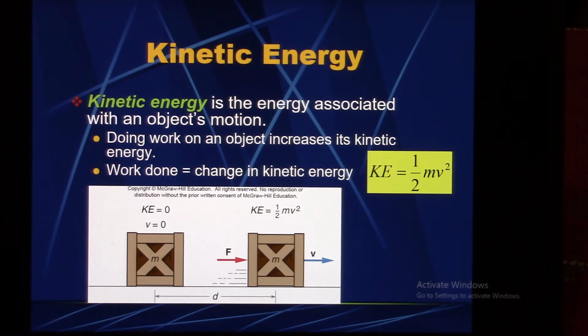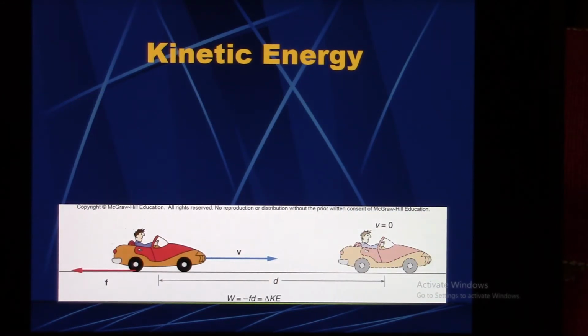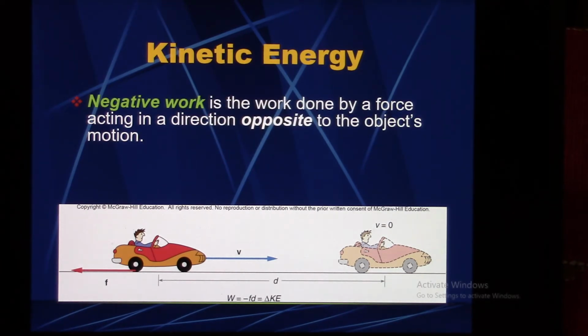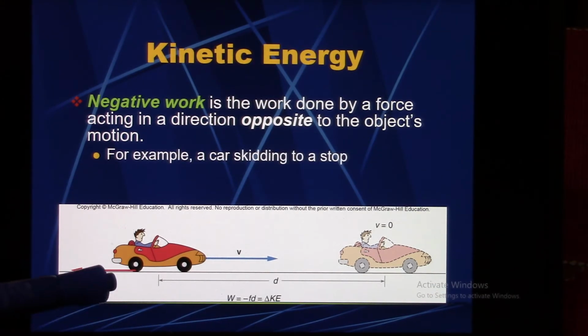And just so you can see that, kinetic energy equals 1/2 mv squared, as we stated. Okay, so here you have some guy in a sports car, trying to be cool with a sports car. So negative work is the work done by a force acting in a direction opposite to the object's motion. So a car skidding. Here this person, they're saying he's skidding.